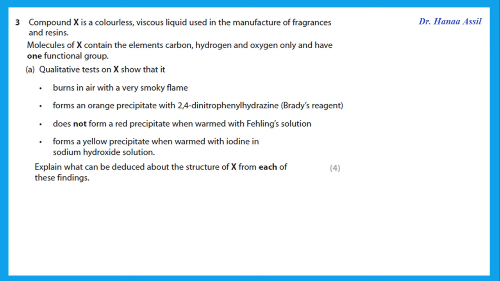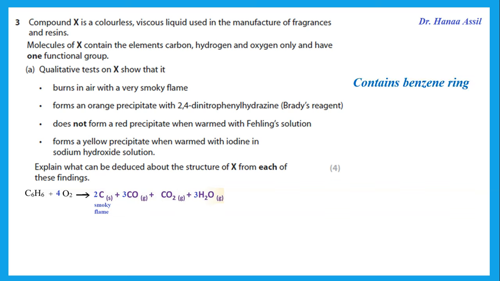Now, when we say that something burns in air with a smoky flame, that means it contains a benzene ring, because the presence of the benzene ring causes it to form carbon as a solid in addition to carbon monoxide, carbon dioxide, and water when it burns. So it forms a very smoky flame.